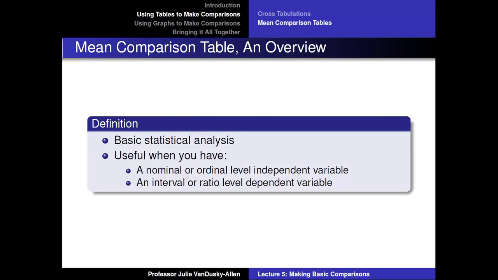A mean comparison table allows you to use simple tables to analyze the statistical relationship between two variables. It is most useful when you have a nominal or ordinal level independent variable and an interval or ratio dependent variable. Recall that both nominal and ordinal level variables separate observations in your data set into different categories, while interval and ratio level variables are continuous.